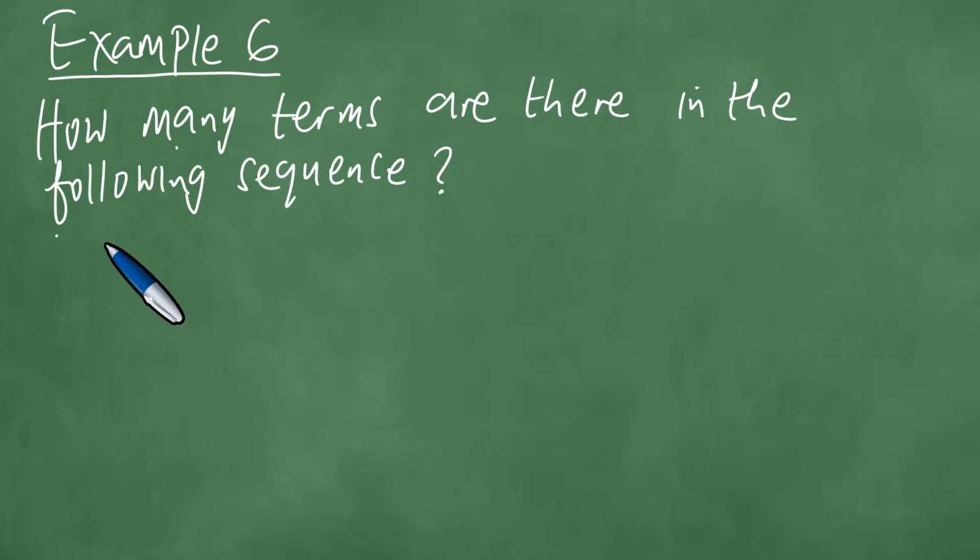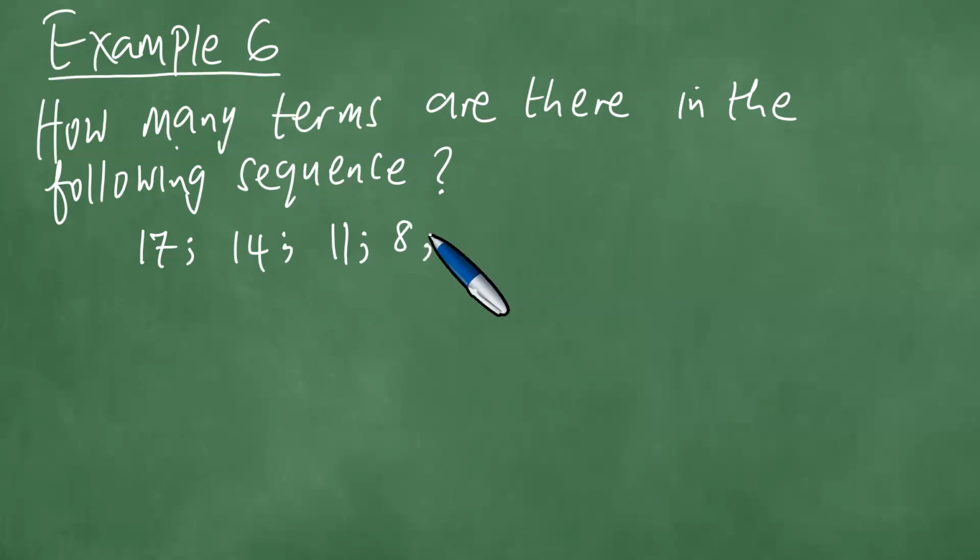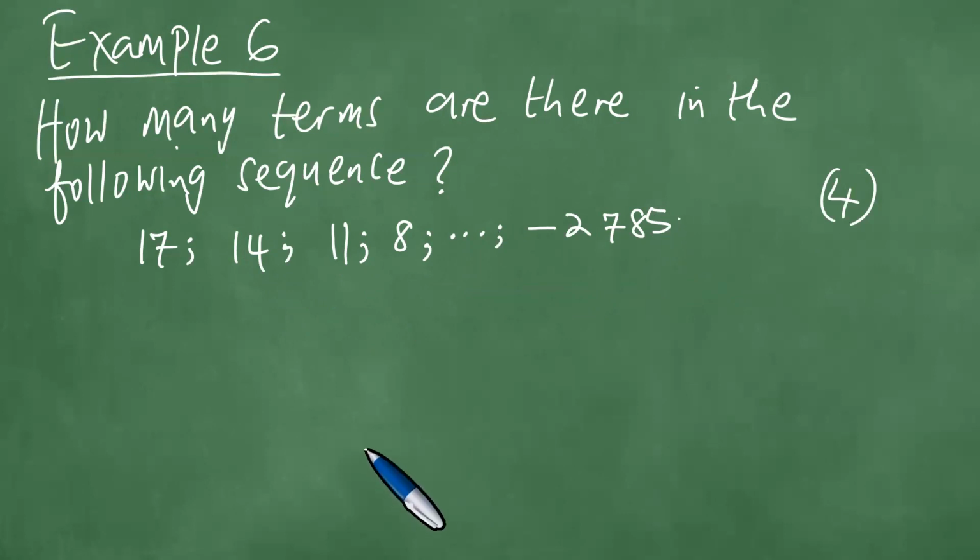Right, so here we have 17, 14, 11, 8, up to minus 2785. The marks are 4 for this question in the matric exam. How many terms are there in the following sequence?